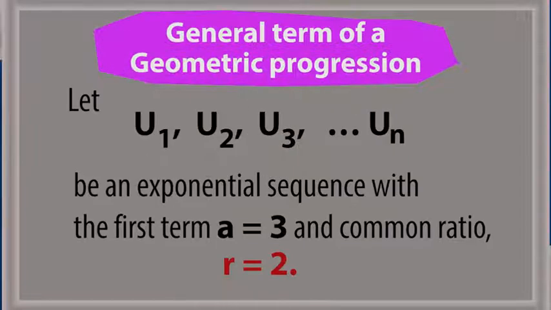Now, the general term of a geometric progression, say U1, U2, U3 to Un. Let this be an exponential sequence with the first term A equal to 3 and common ratio R equal to 2. It follows that U1, the first term, is 3. Now look at this carefully. U2 is equal to 3 times 2, that's the first term times the common ratio.